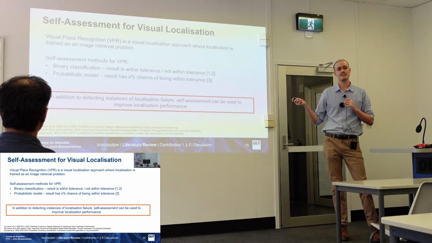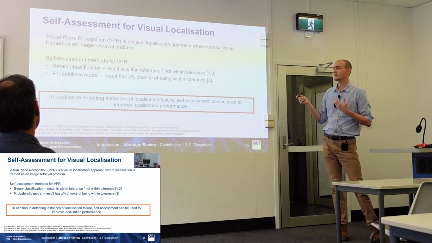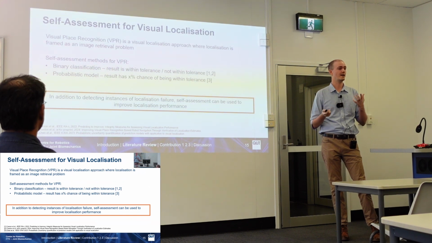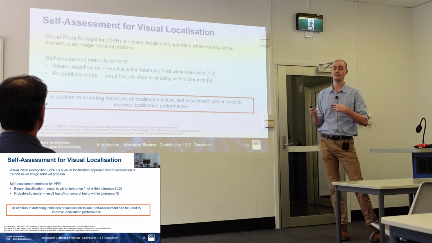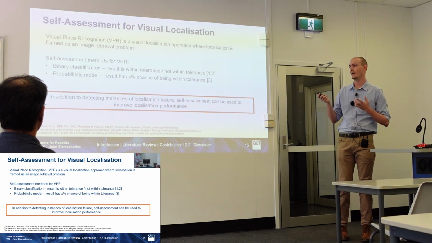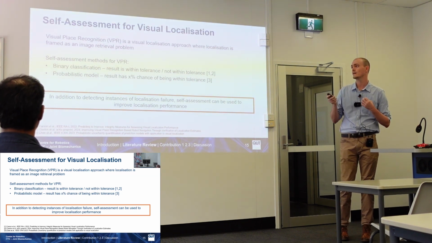Methods for self-assessment in visual place recognition have broadly used one of two approaches. They've either used binary classification, where the result of a VPR query is either labeled as within tolerance or outside of tolerance, or they've built probabilistic models that return a percentage chance of the result being within tolerance.